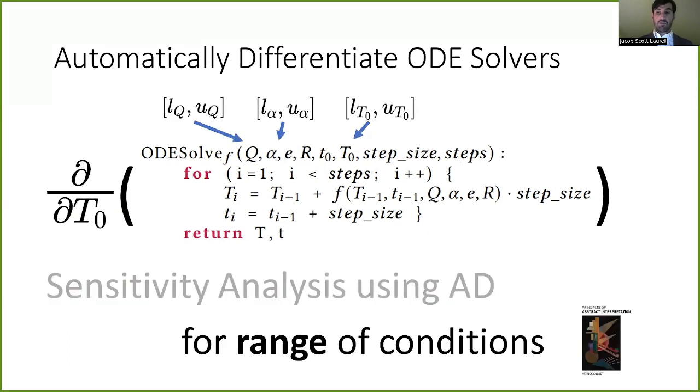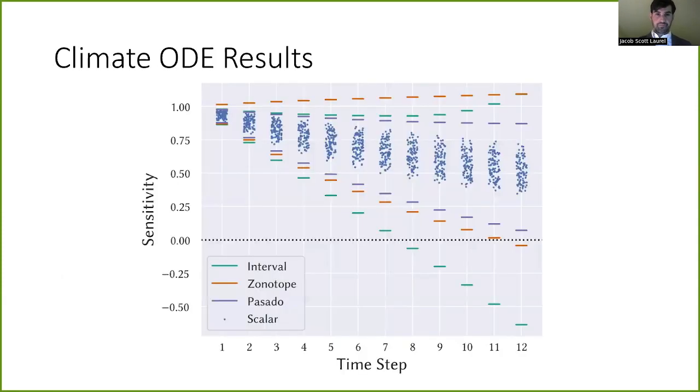Now, we want to perform this analysis for a range of conditions, and this is why we need abstract interpretation as well. So here we can see the results, noting that the blue dots correspond to just regular evaluations of automatic differentiation, and thus the goal of abstract interpretation should be to, as tightly as possible, enclose those blue sampled points. In fact, we actually do see this, that Pisato's bounds, shown in purple, are indeed the most precise, compared to an interval or zonotope abstract interpretation.